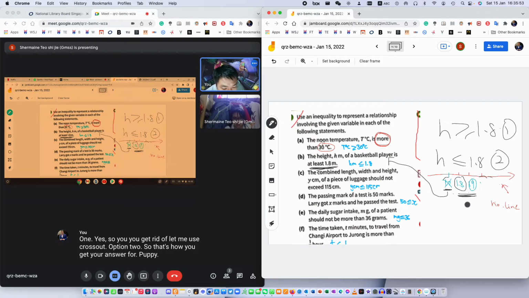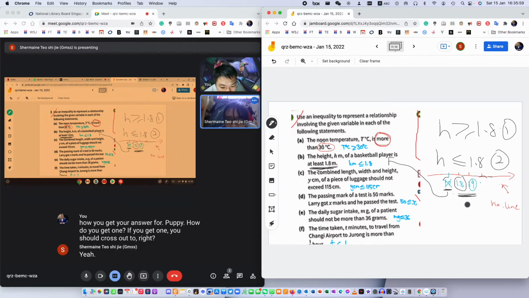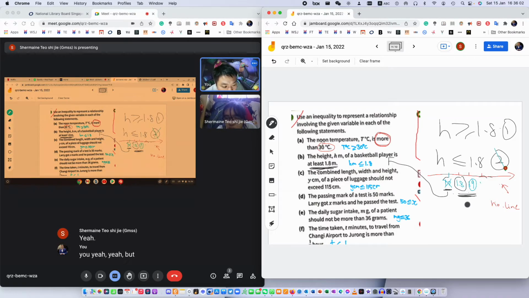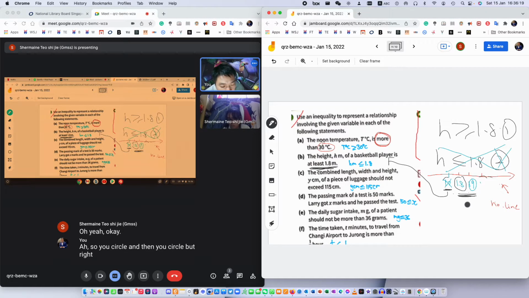How do you get 1? If you get 1, you should cross out 2, right? Yeah. Cross out the entire 2. That's how you decide. Are you clear? Yeah, okay. So you circle the right numbers, then you cross out the wrong numbers, then you decide.